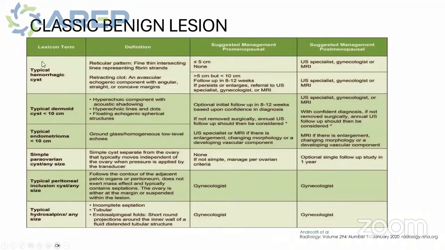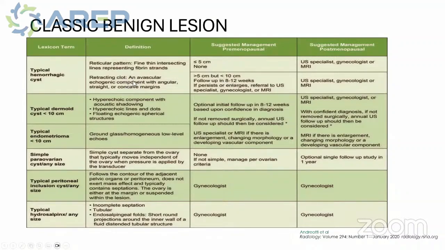So the lexicon, the description for these classic benign lesions: for a typical hemorrhagic cyst, we see either a reticular pattern or a retracting clot. The reticular pattern should not be confused with septation, because these are incomplete hyperechoic lines that represent fibrin strands. The size criterion for the hemorrhagic cyst is less than or equal to 5 centimeters in premenopausal women, and no follow-up is needed. If it's more than 5 but less than 10, a follow-up in 8 to 12 weeks is recommended.